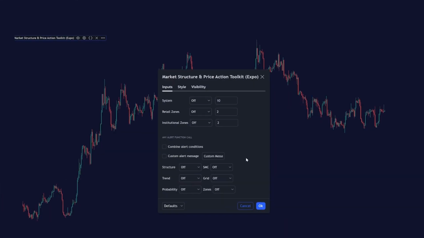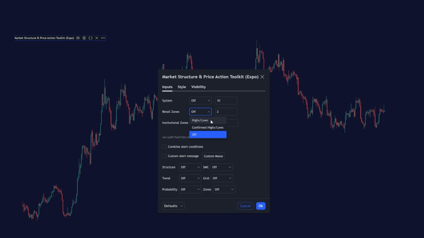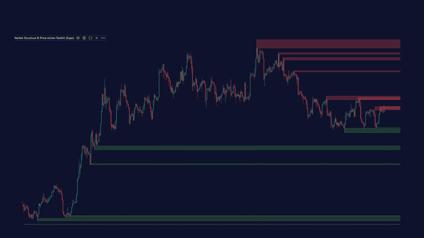All right, let's have a look at the zones. We start with the retail zones, which are basically support and resistance zones that are plotted in real time on highs and lows. So this is how it looks. We get support levels and we get resistance levels. These levels can act as support and resistance. That is how these levels work.